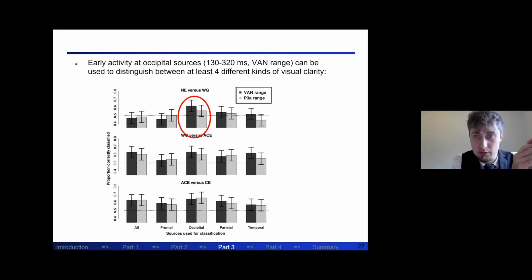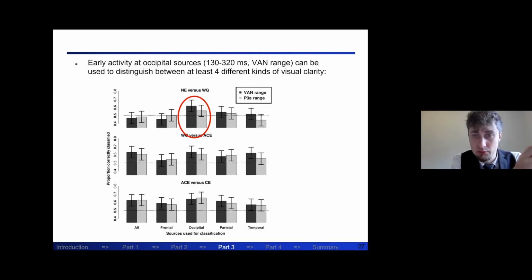And these simple visual shapes are, of course, processed mostly in the occipital lobe. So to us, that makes sense that this is where you have the clearest signal of having seen or not seen these images.